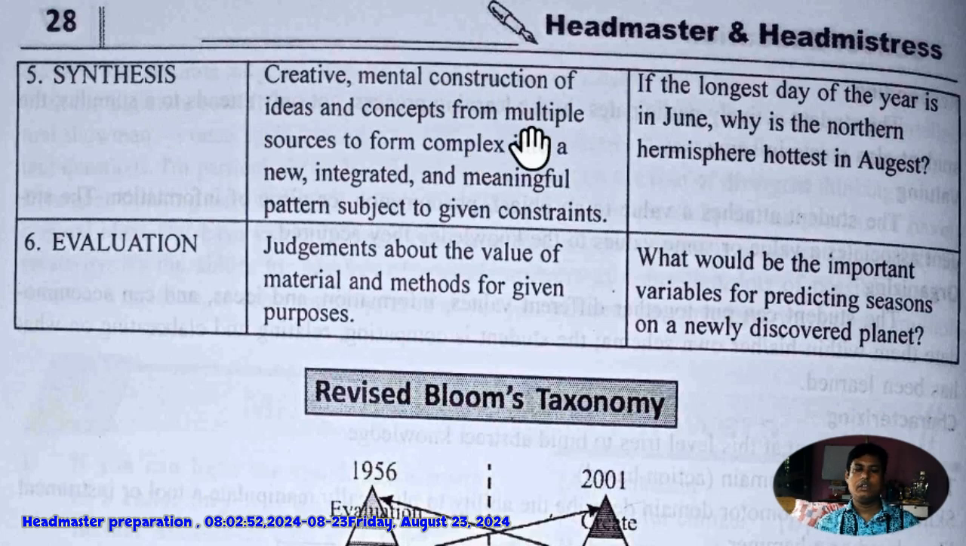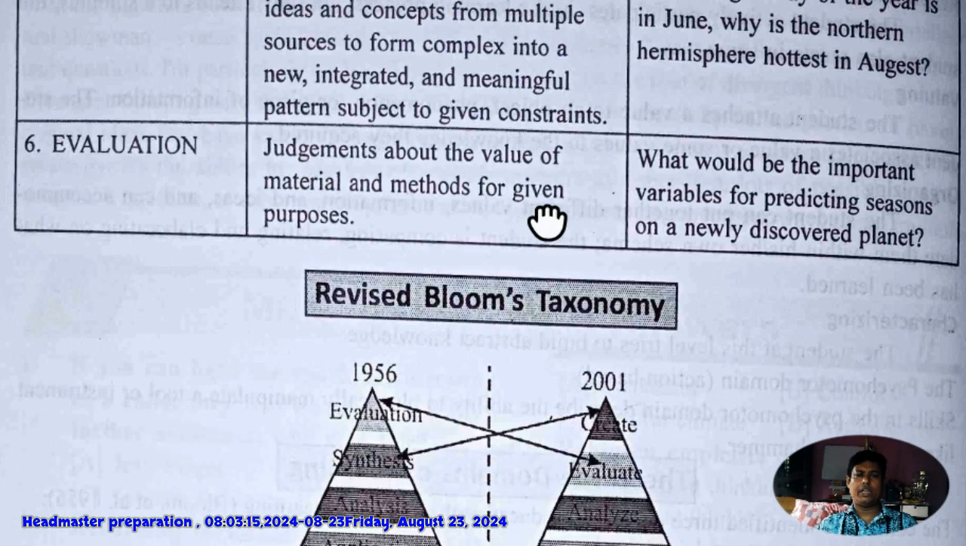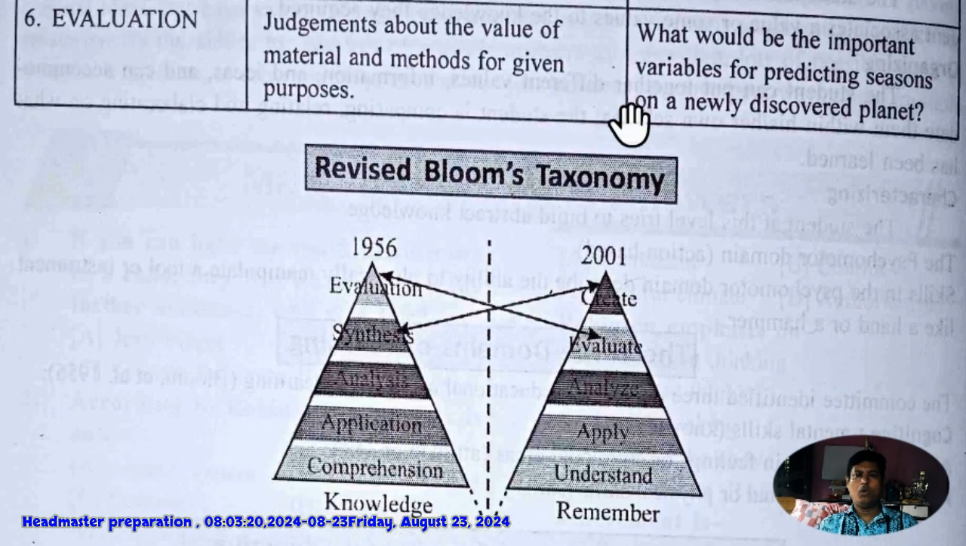Evaluation, judgment about the value of material and methods for given purposes. A question: what would be the important variables for predicting seasons on a newly discovered planet? So the revised Bloom's in 2001: RUAAEC. R for remember, U for understand, A for apply, A for analyze, E for evaluate, C for create.